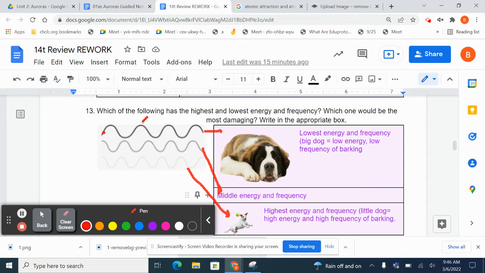Just like a big dog has low energy, generally speaking, and a low frequency of barking. The middle one's just kind of in the middle, right? We've got middle energy and middle frequency. And then, of course, our bottom line right here, which is a little faint, is a short wavelength, like a little dog. So it has the highest energy and frequency, just like a little dog has high energy and frequency of barking.